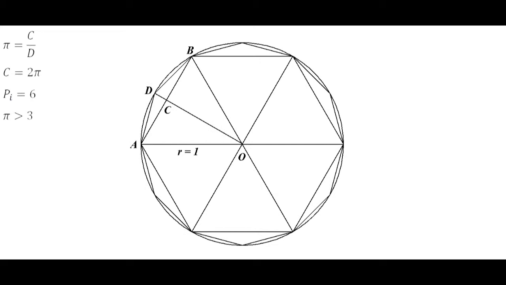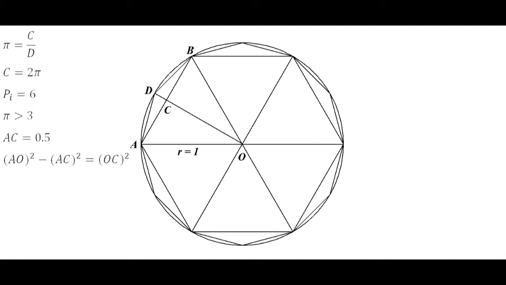We'll also draw a line OC from the center of the circle to the midpoint of AB, dividing the triangle AOB in half and intersecting AB at a right angle. Since OC divides the equilateral triangle in half, AC is half AB, which is equal to 0.5. Also, triangle ACO is a right-angled triangle with a right angle at C, so by the Pythagorean theorem, we can get the equation OA squared minus AC squared equals OC squared.